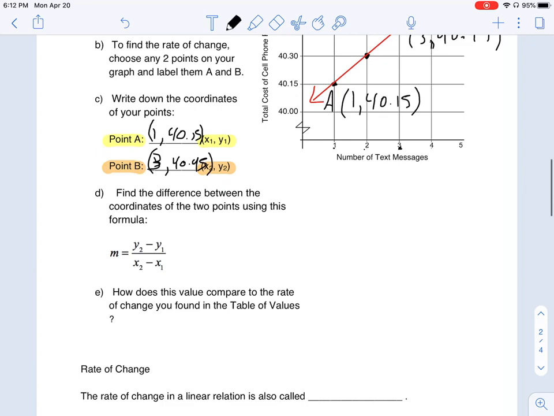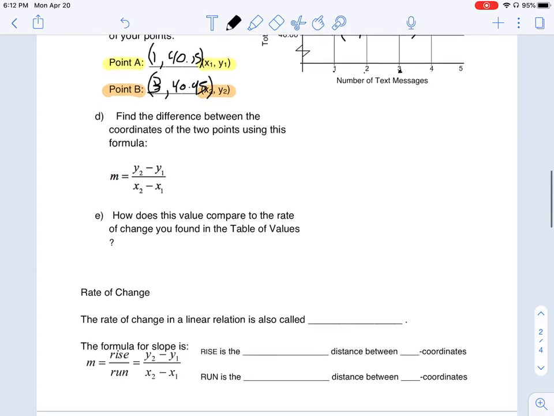Finding the difference between the coordinates using the 2 points, and between the 2 points using this formula, where M is equal to Y2 minus Y1 over X2 minus X1. So this M right here is the symbol we use for slope. We just use the letter M.